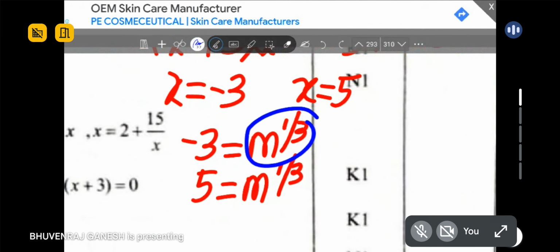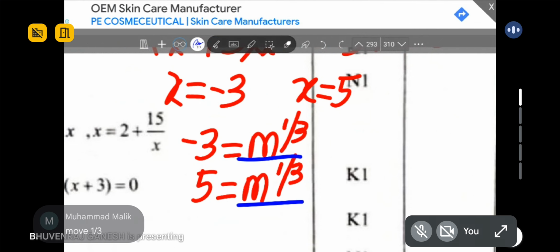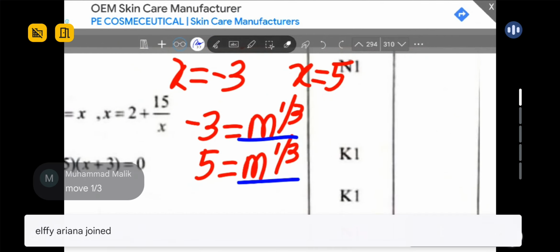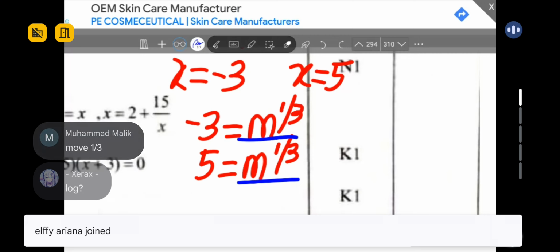So guys, my question is to find m. Kamu kena cari nilai m. So guys, how do I get m from here? May I know? Macam mana boleh dapat m sahaja? Now my m is power 1 over 3. So how to get rid of 1 over 3? Okay, what is the step you do?